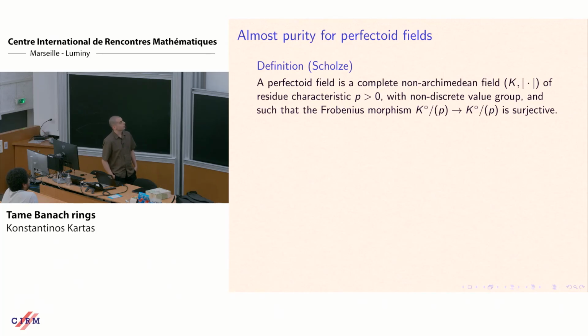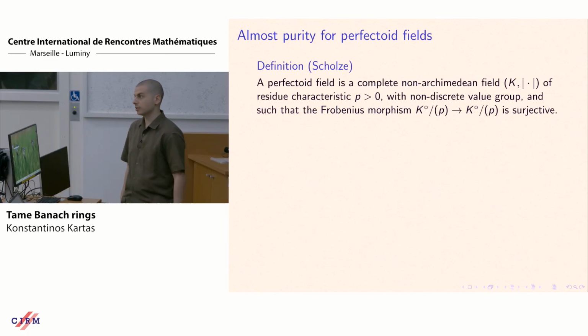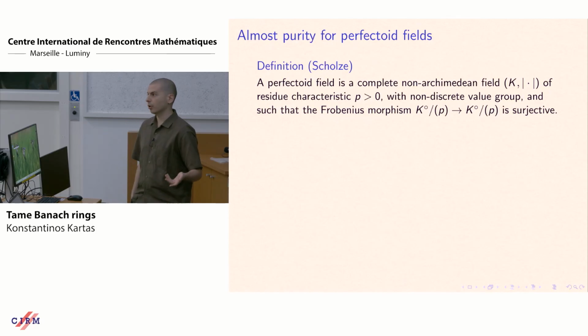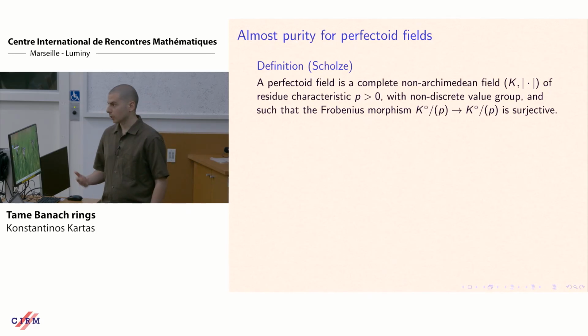Here K circ is just the valuation ring of K. There's a reason why I choose this notation instead of the more standard one. It will become clear later. Essentially this last condition allows you to extract pth roots of elements of your field up to some small error.